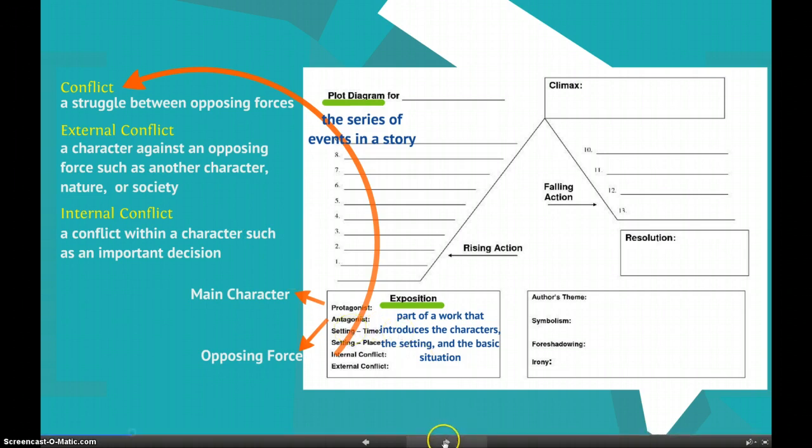Now going back to setting. Setting, of course, is the time and place in which a story occurs, and this can be extremely important. For instance, if your story takes place during wartime, there's lots of different things that can happen during it. Versus peacetime, if it's in the future versus the past, there's lots of differences in technology.